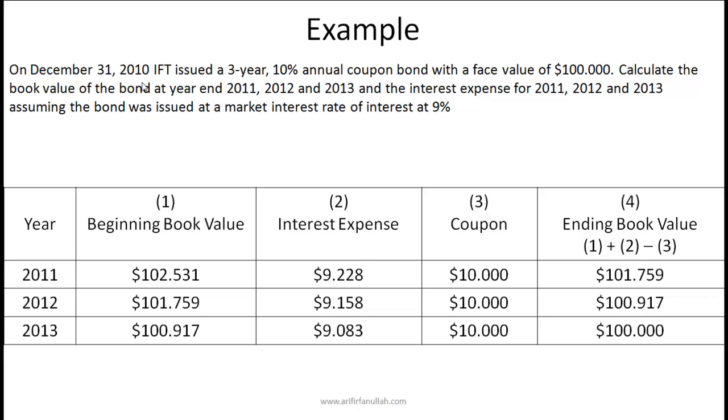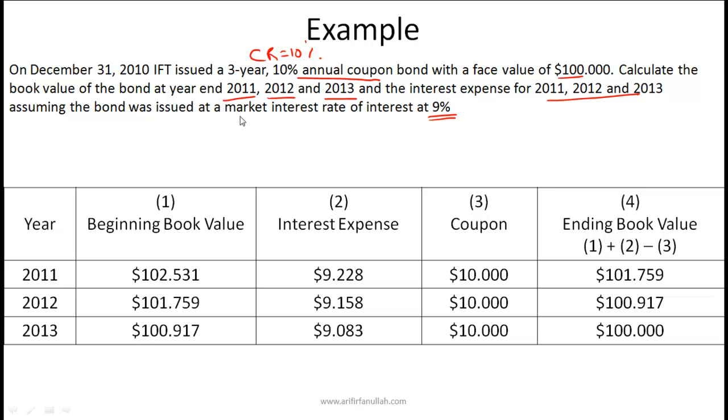So on December 31st, 2010, IFT issues a 3-year 10% annual coupon bond with a face value of 100. Calculate the book value of the bond at year end 2011, 2012, 2013 and the interest expense for these years, assuming the bond was issued at a market interest rate of 9%. So the coupon rate is 10%. To make our example easy, we are simply dealing with annual coupons.